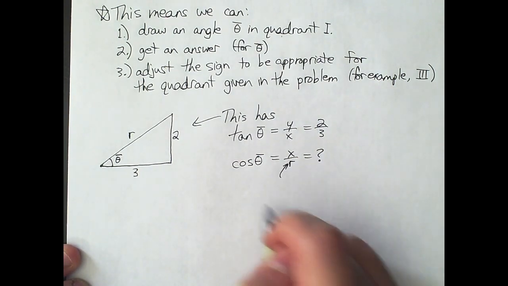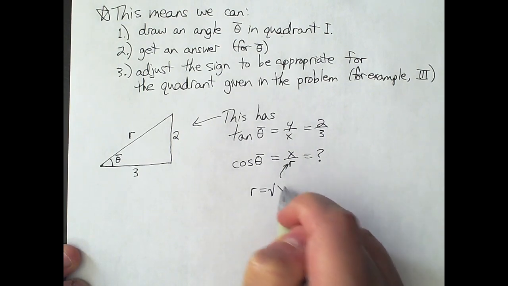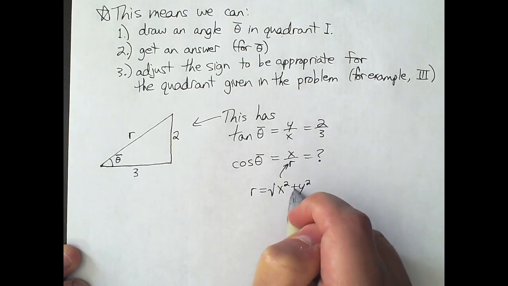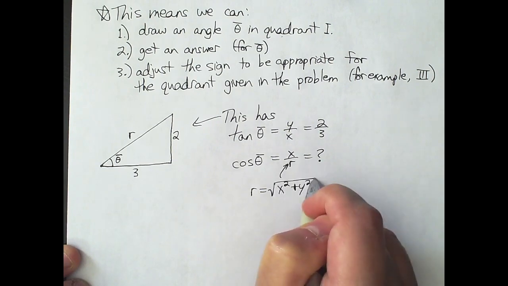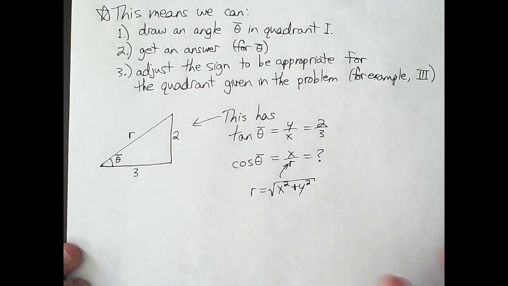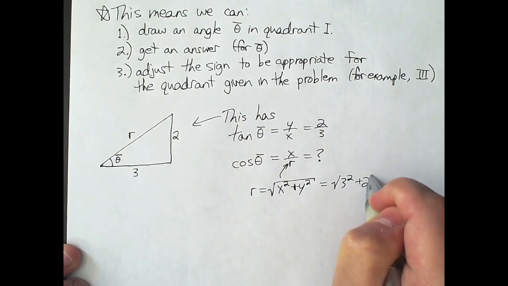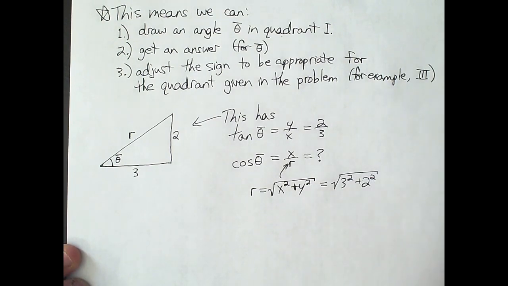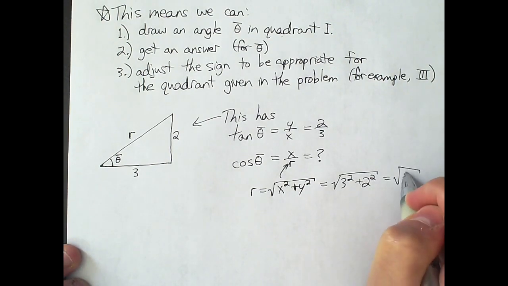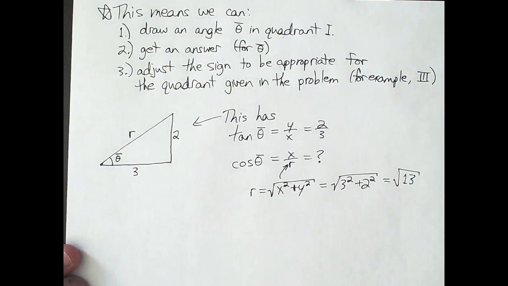Again, we need to find r. R is the square root of x squared plus y squared. In a lot of the problems in this section, you'll need to find it. We use this x and this y. So square root of 3 squared plus 2 squared equals the square root of 13. Can we simplify square root of 13? I don't think so. I think square root of 13 we have to leave as is. That's okay. We'll leave it like that.